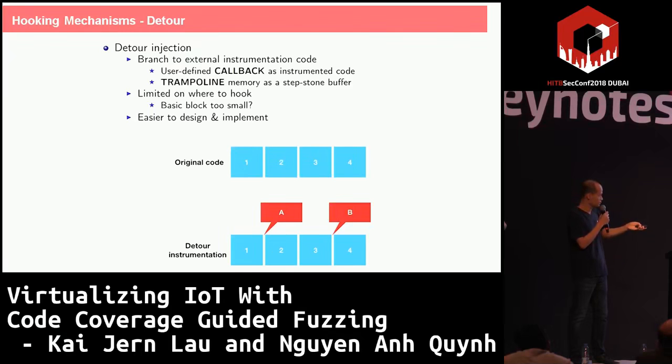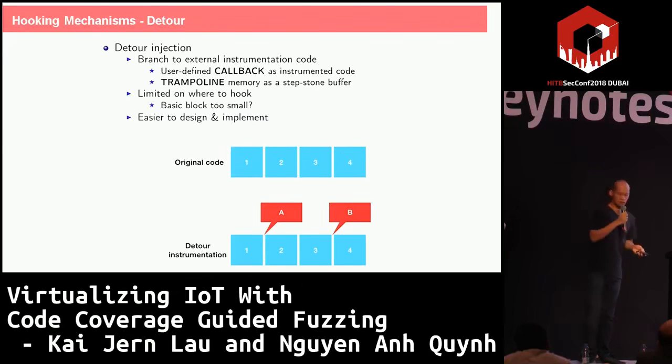And 2 is still in the same place. 3 is still in the same place. But after 3, we jump out to our callback, which is elsewhere in the memory. And 4, you see that all of 1, 2, 3, 4 are still in the same place. We do not shift code in the memory. So that's the idea. We put our instrumentation code into the callback, which is executed when the program reaches the place where we want to instrument.